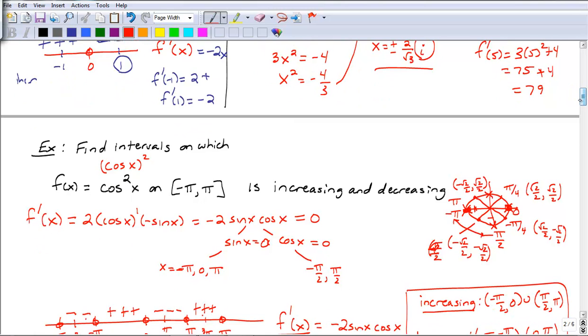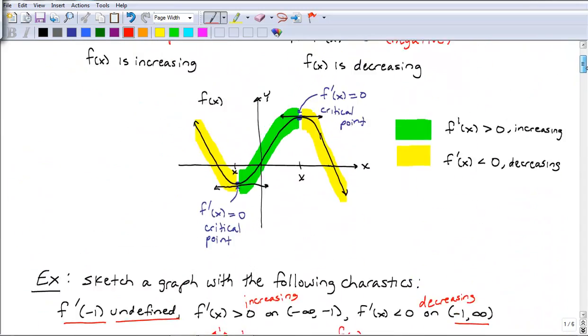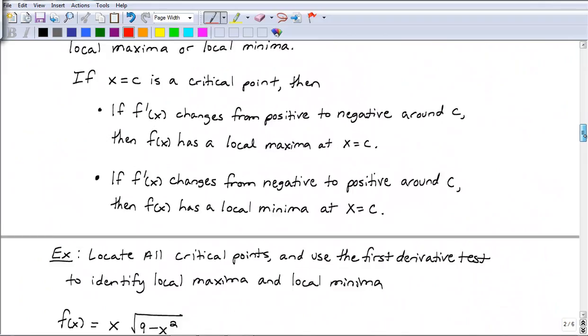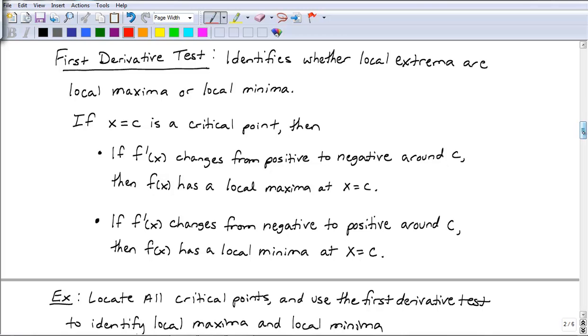Notice I had cosine here. That's why they bounded the interval. Otherwise, cosine and sine would go on forever. So here are a few examples of how this increasing, decreasing works. And the first derivative test is a way you can tell whether your critical points are places where maxima or minima occur. And what it says is if x equals c is a critical point.